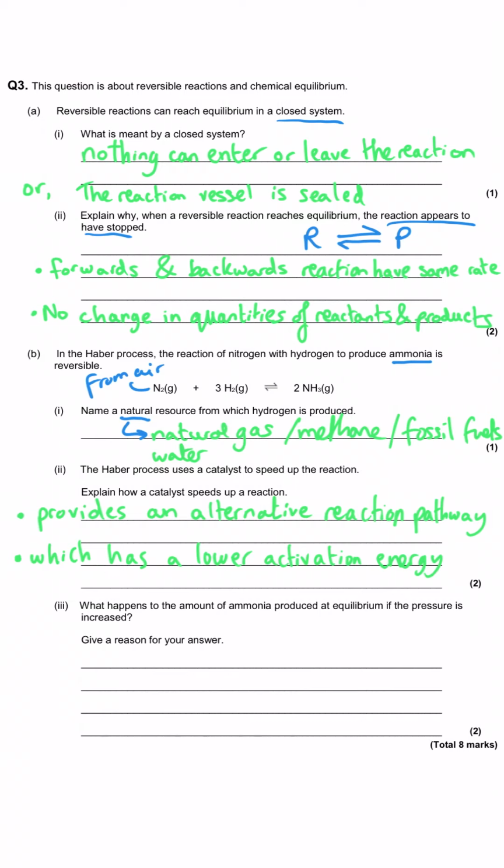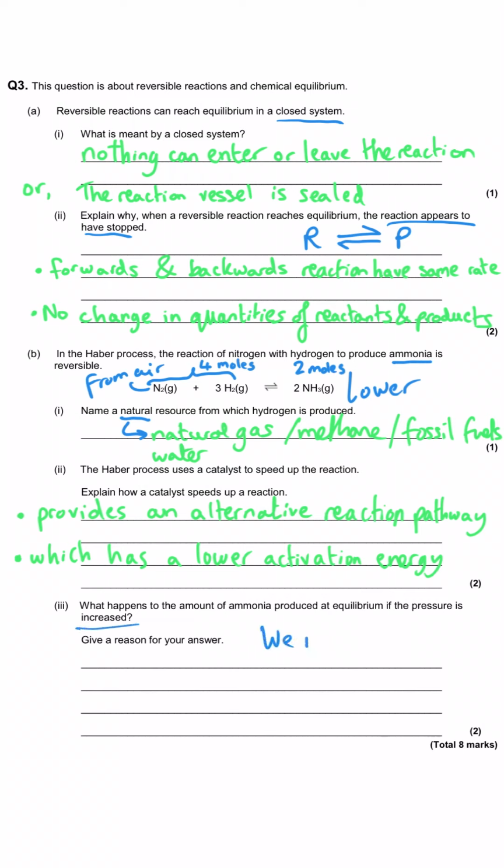And we have had this same type of question before, so we need to look at the equation itself, and we see that there is 1 nitrogen on the left-hand side and 3 hydrogen, so a total of 4 molecules on the left-hand side and only 2 molecules on the right-hand side. And so the right-hand side can be considered to be the lower pressure, and therefore the left-hand side is the higher pressure. And so we've been asked what happens if the pressure is increased.